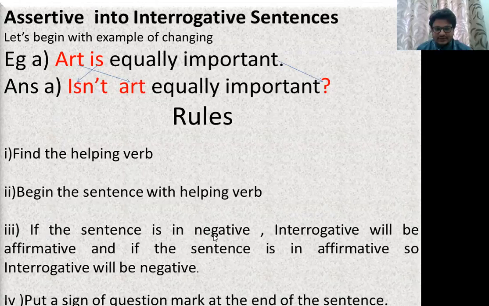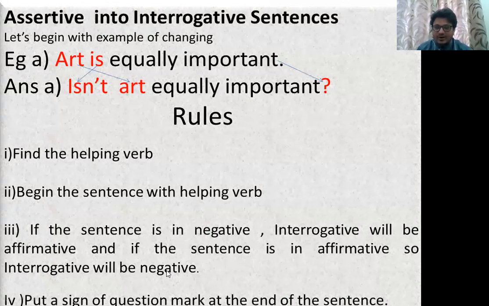After that, this is very important. If the sentence is in negative, the interrogative will be affirmative. And if the sentence is in affirmative, the interrogative will be negative. Simply you have to remember that if the statement is positive, your answer in interrogative will be negative. And if the statement is in negative, your answer in interrogative will be positive.